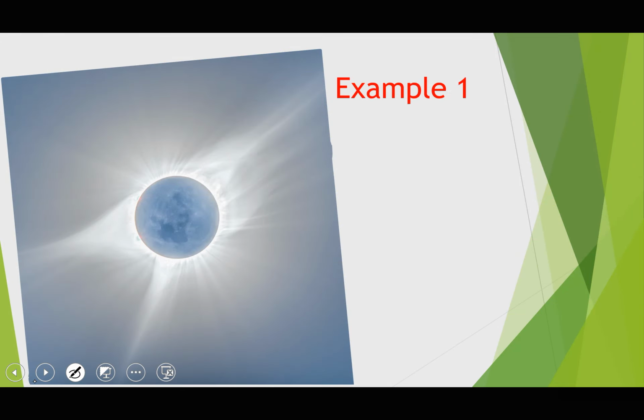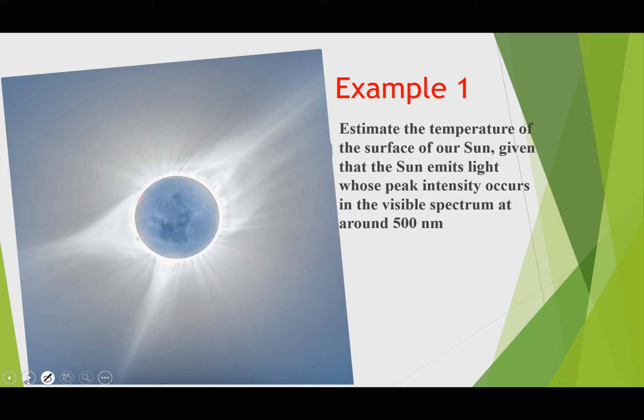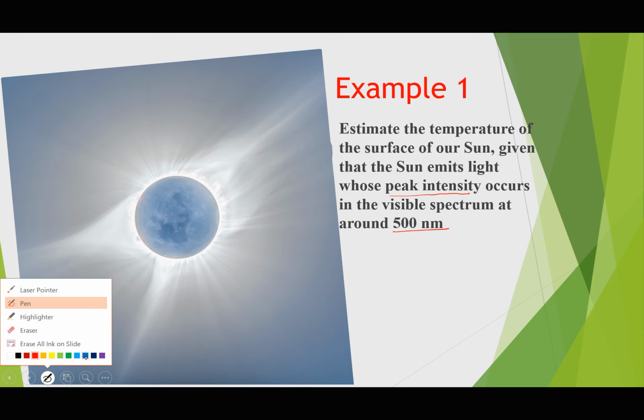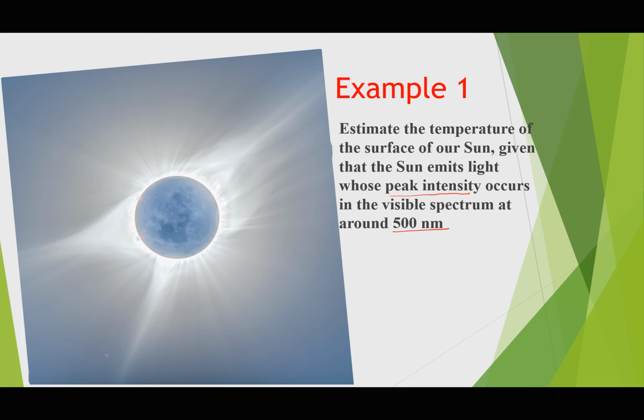Example number 1. Estimate the temperature of the surface of our sun given that the sun emits light whose peak intensity occurs in the visible spectrum at around 500 nanometers. Of course, we know the surface temperature of the sun. It must be approximately 5,800 Kelvin. Let's try to verify this.